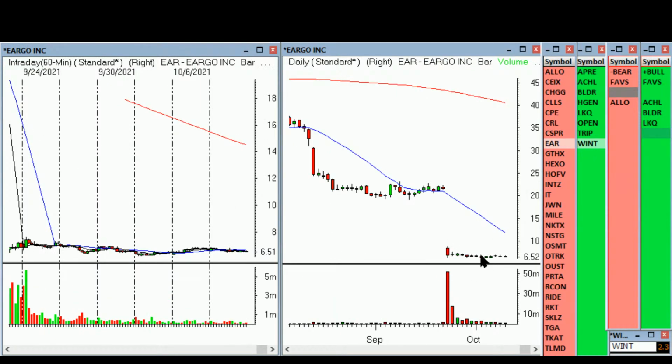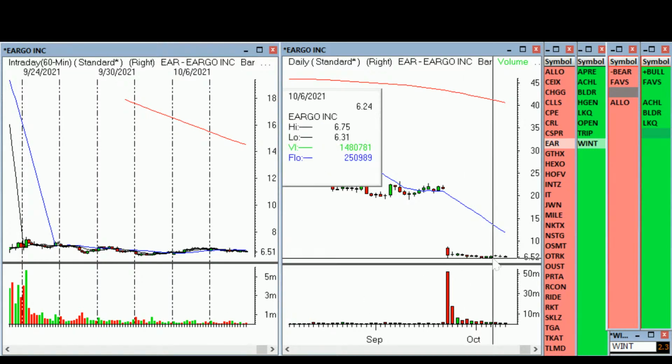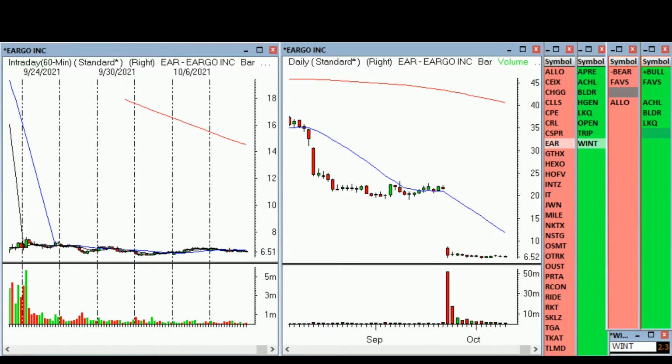CSPR here, I don't know what to say. I tried this short, I tried this long, didn't work. So I took paper cuts a couple times, short and long, and now it's looking short, looking lower again.